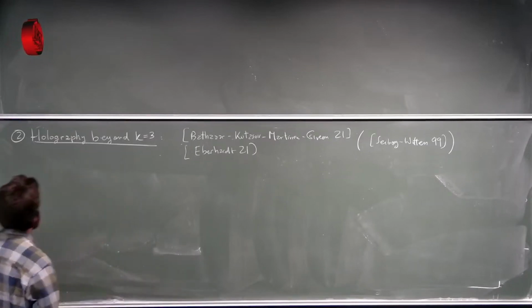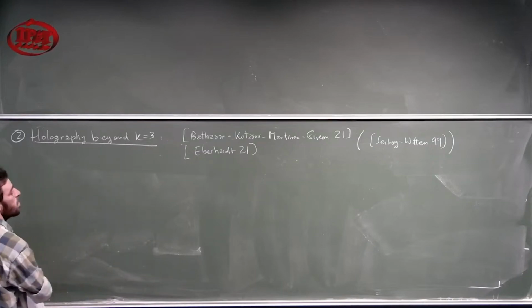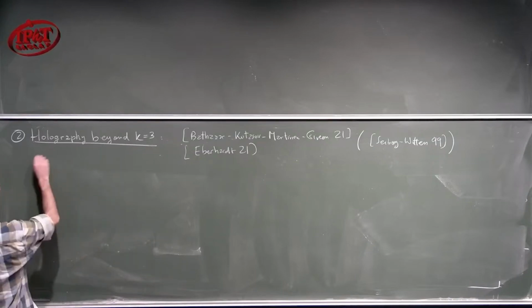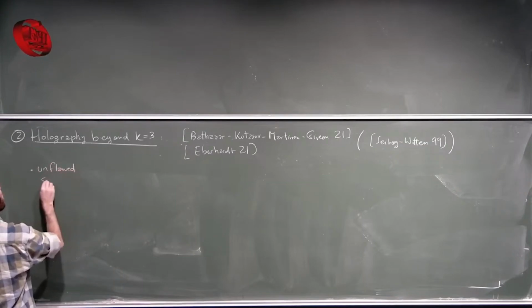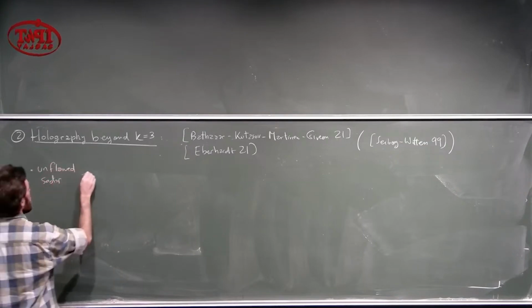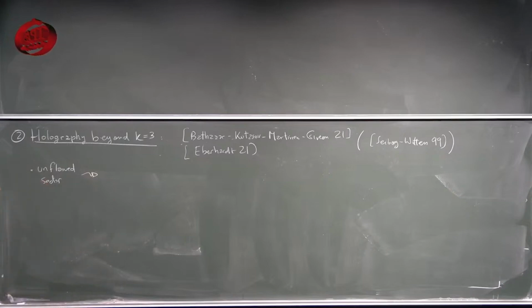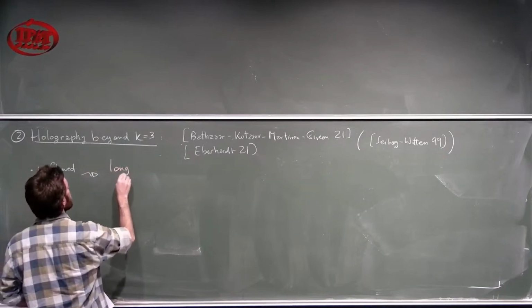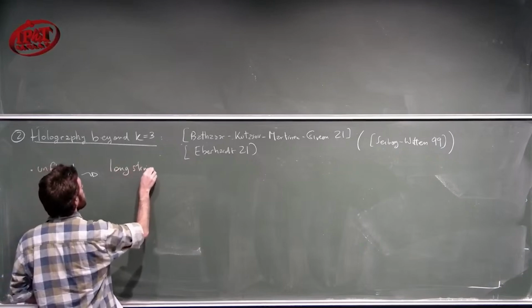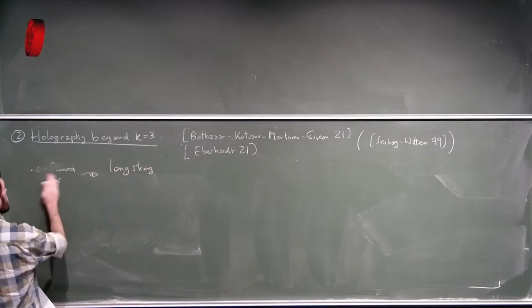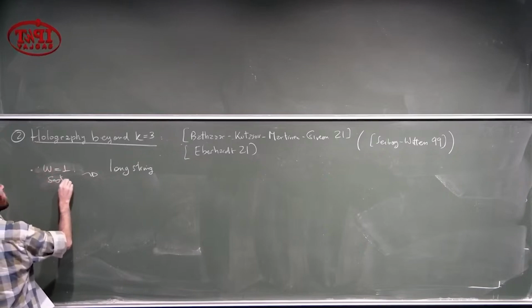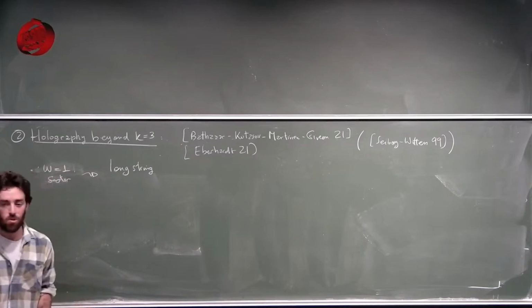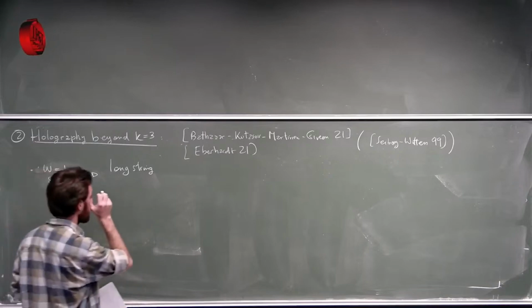Okay, so let me work in the unflowed sector of the theory, and let me consider one long string solution. Sorry, not in the unflowed sector of the theory, but in the omega equals 1 sector, which would be the untwisted sector of the dual theory.